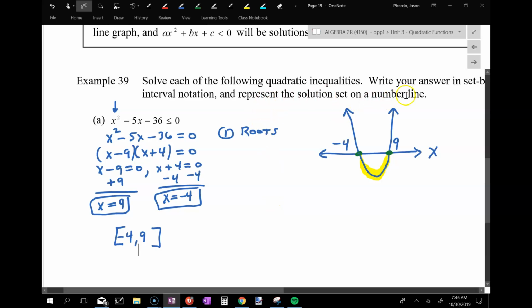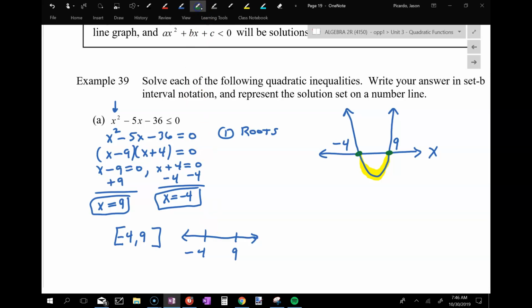Now this says represent the solution on a number line, right? If I asked you guys to represent that on a number line, it would look like this, wouldn't it?